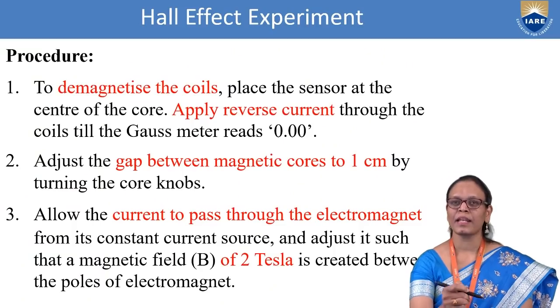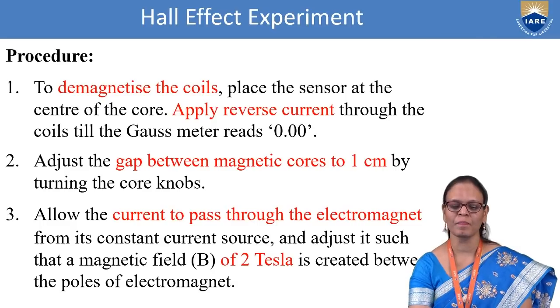Once you get the RH, you can easily calculate the charge carrier density using the formula N is equal to 1 upon ERH, where E is the charge of the electron. Yes, let us quickly see the procedure again.